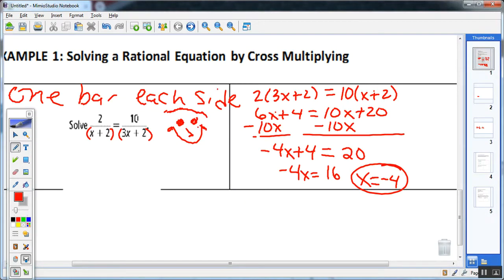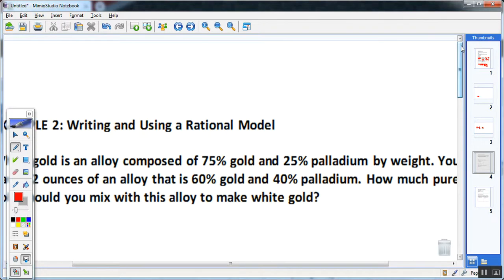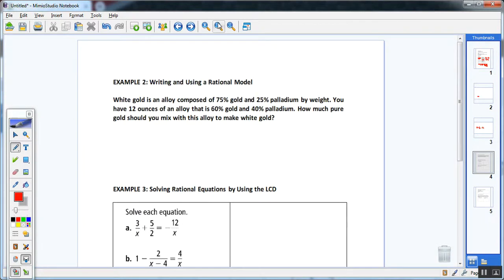Next page here, I really like this next example. I think this next example is awesome. How about a volunteer to read this for me? I'll read it. Okay. White gold is an alloy composed of 75% gold and 25% palladium by weight. You have 12 ounces of an alloy that is 60% gold and 40% palladium. How much pure gold should you mix with this alloy to make white gold?